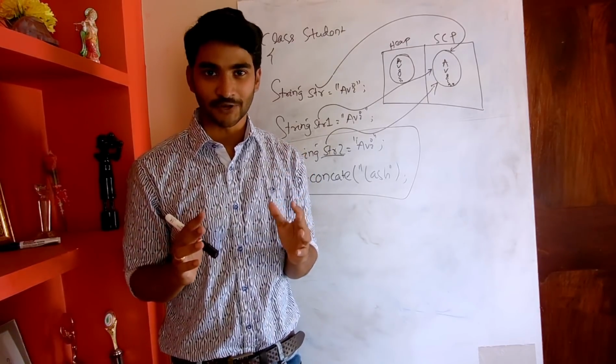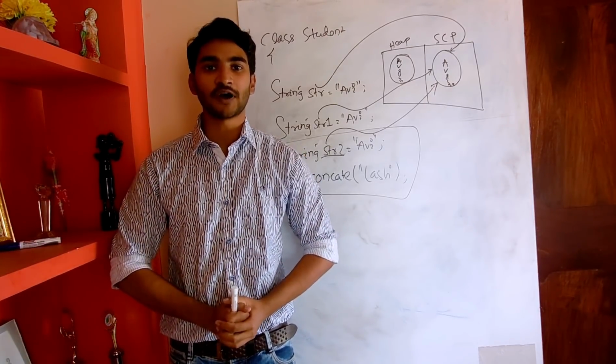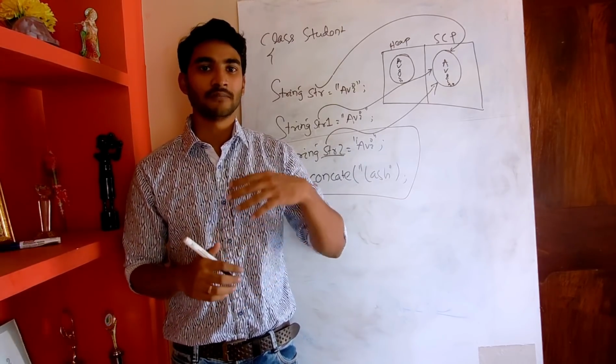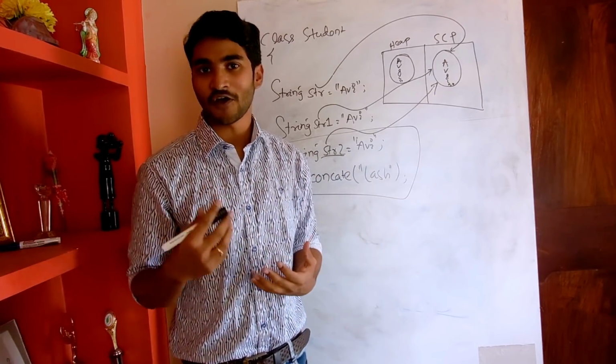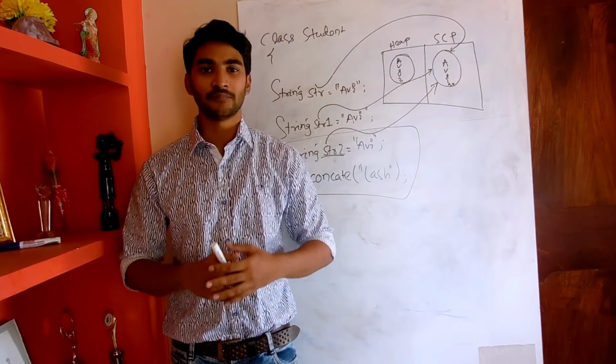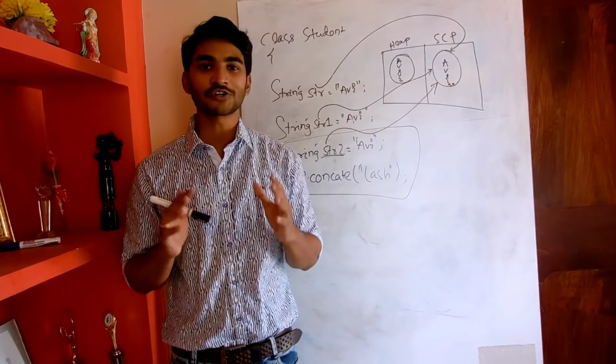So this is it for this video. In the next video, we are going to talk about how the immutability of string helps us make string a key in the hash map, and what benefits we get because of the immutable behavior of the string object. All right, we're going to talk about that.